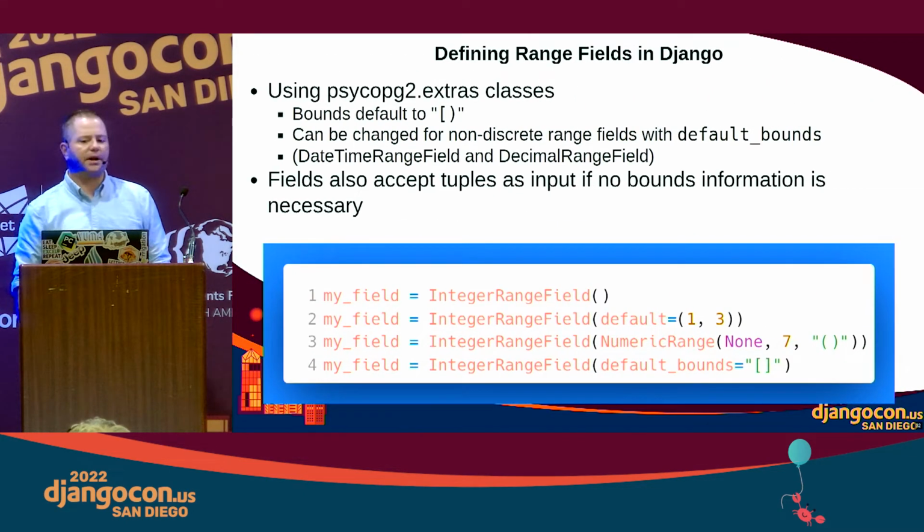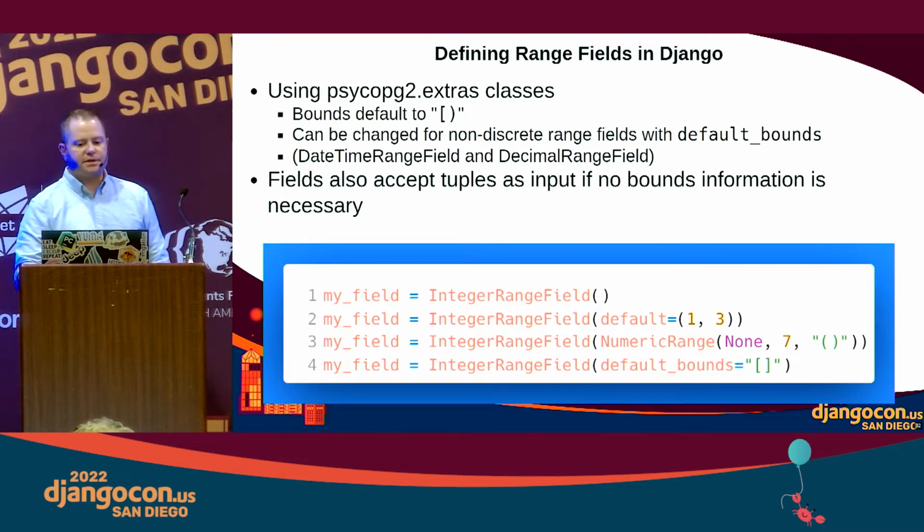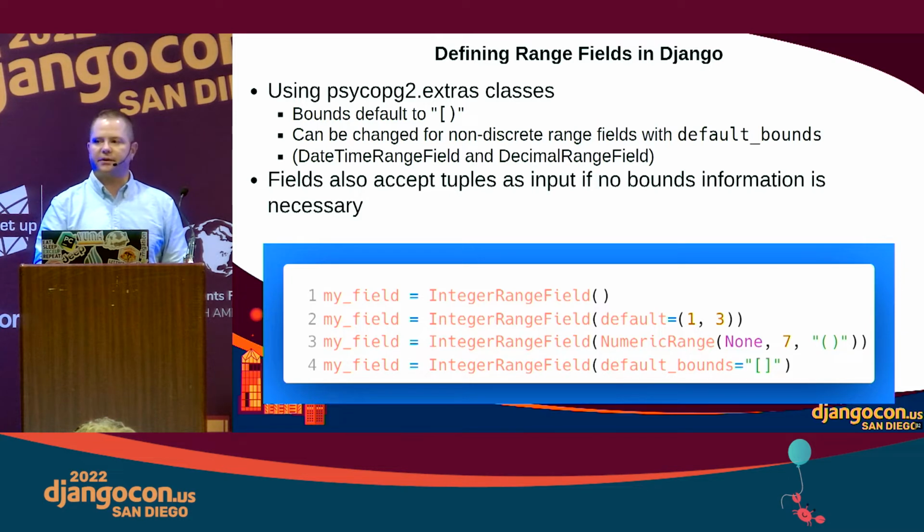So when we're defining range fields in a Django model, this is some examples here. So using integer range field, we can have it with no additional information. It's just an empty range. We can use a tuple for a default, or we can use a numeric range. Again, that numeric range is coming from the psycopg2 extras package. And we can also specify the bounds we're using here.